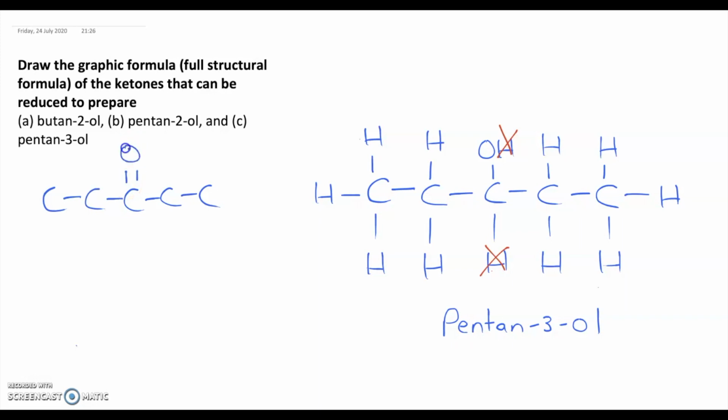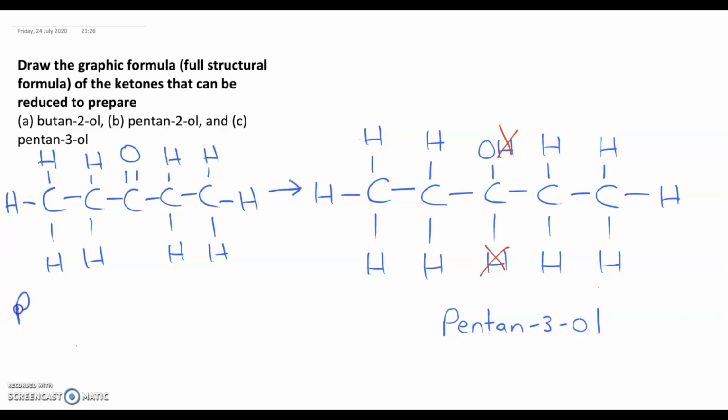Now the ketone is called pentan-3-one because there's 5 carbons in the ketone and the C double bond O is on carbon 3. And it's important that we call it pentan-3-one and not pentanone because we've seen previously that there's a ketone called pentan-2-one where the C double bond O is on carbon 2. So this is called pentan-3-one and it reduces to form pentan-3-ol.